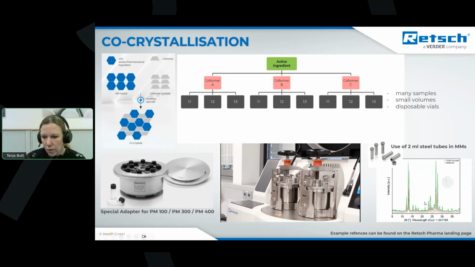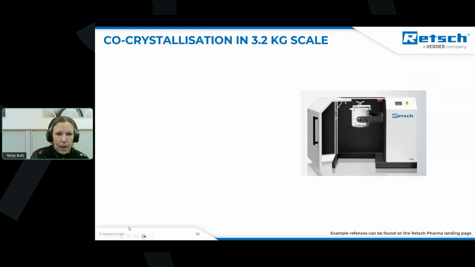And we also have on our web pages, in this case the pharma landing page, all the references. You see that you get similar results in all the different tubes, so it does not depend on the position of the tube in the mill. You get the same crystallization effects in each of these tubes. So it is really comparable and can be used as well for screening purposes.